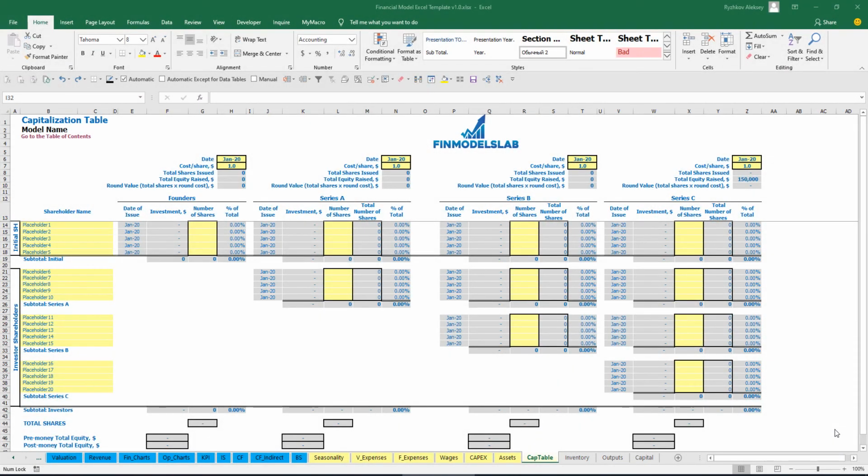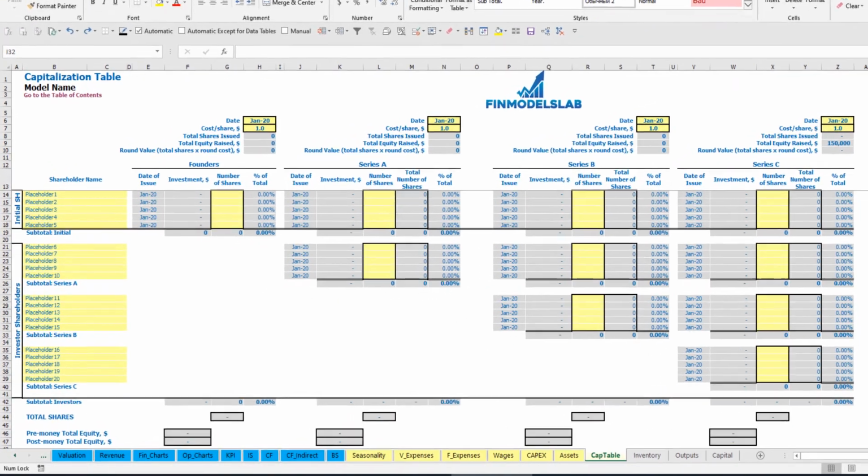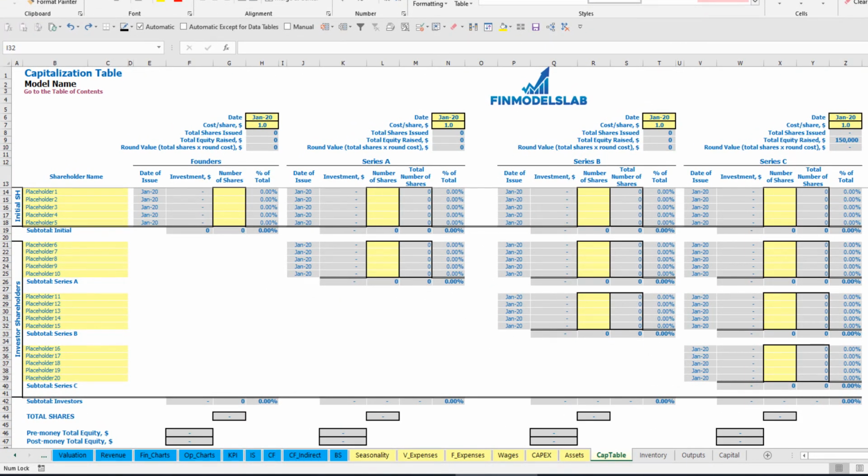On the capitalization table you can input different founders' and investors' contributions, broken down by different dates of funding with different cost of share for each series, and you can see the dilution of shares after each round, and pre-money total equity and post-money total equity.